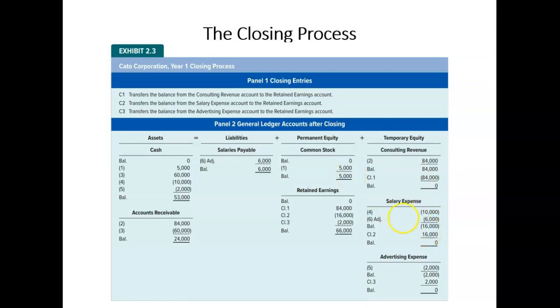The same is true for the expenses. Salary expense was $16,000. We're going to put $16,000 in the account to close it out to give it a zero balance, but that $16,000 goes over to retained earnings.